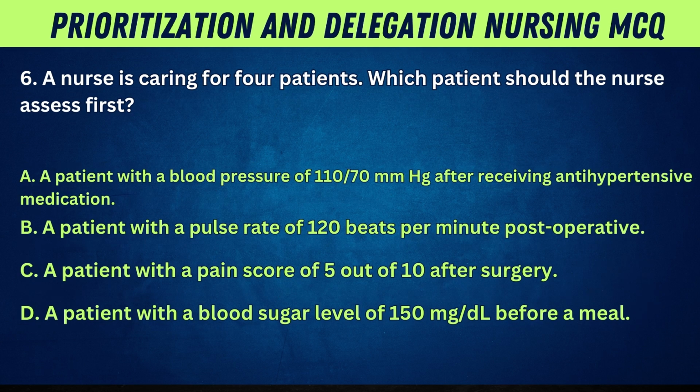6. A nurse is caring for 4 patients. Which patient should the nurse assess first? A. A patient with a blood pressure of 110/70 mmHg after receiving antihypertensive medication. B. A patient with a pulse rate of 120 beats per minute postoperative. C. A patient with a pain score of 5 out of 10 after surgery. D. A patient with a blood sugar level of 150 milligrams per deciliter before a meal.